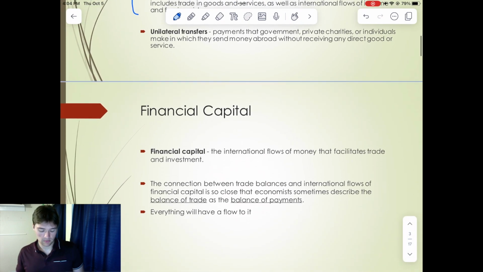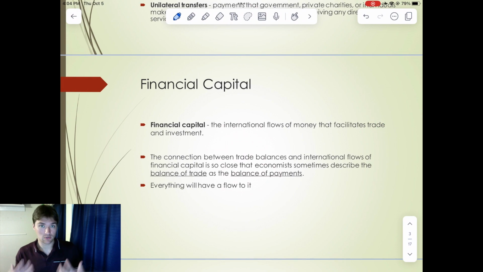So what else could we trade? We also could trade financial capital. We talked about capital meaning machines. Financial capital is going to mean money. Financial capital is the international flows of money that facilitates trade and investment.